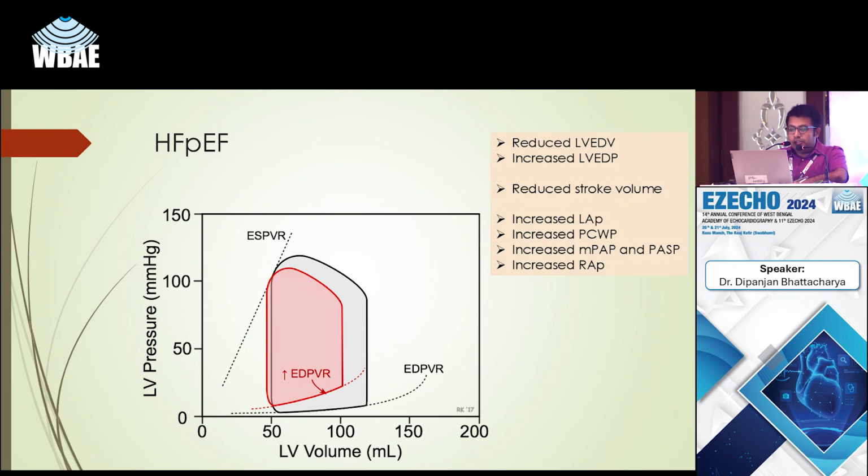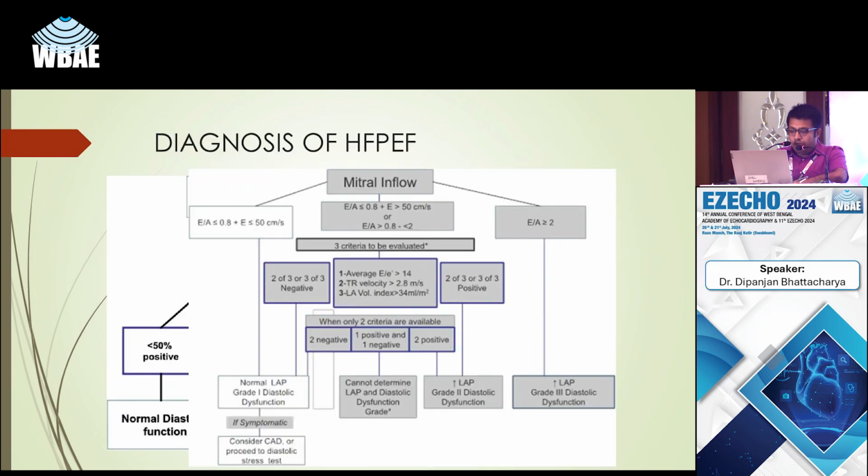And this is the PV loop, which is seen in patients with HFpEF. As compared with the normal person, the LV end diastolic pressure goes up, the LV end diastolic volume comes down, and the stroke volume also comes down. So this is the summary of the hemodynamics, what happens in patients with heart failure with preserved EF.